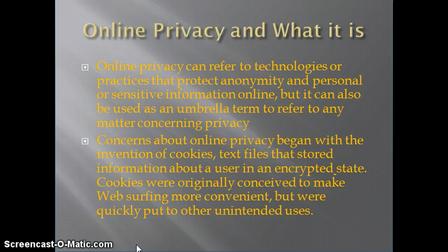Online privacy and what it is. Online privacy can refer to technologies or practices that protect anonymity and personal or sensitive information online, but it can also be used as an umbrella term to refer to any matters concerning privacy. Concerns about online privacy began with the invention of cookies, text files that stored information about a user in an encrypted state. Cookies were originally conceived to make web surfing more convenient, but were quickly put to other unintended use.